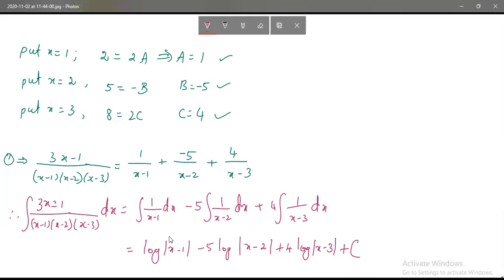Now log a plus log b is log ab, right? So this and this you can combine, but this 4 you should take to the power before that. So, or you can stop here. There are too many numbers.